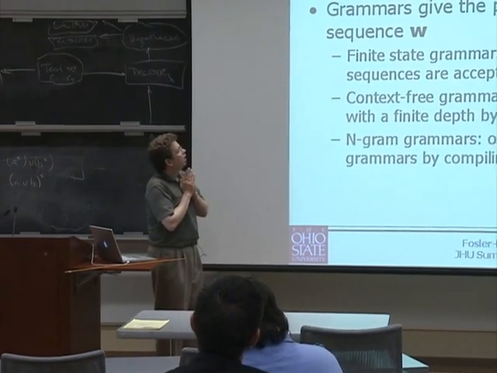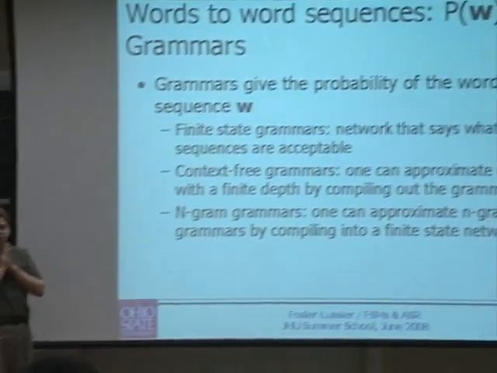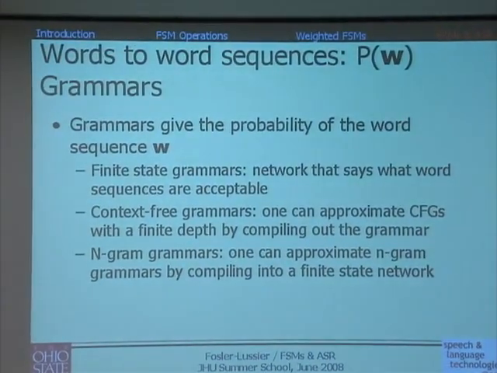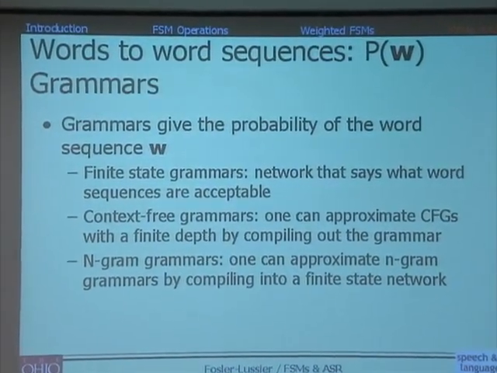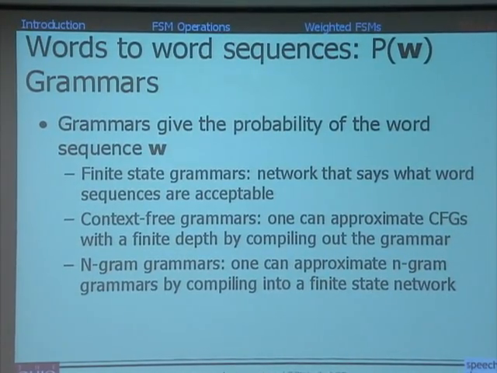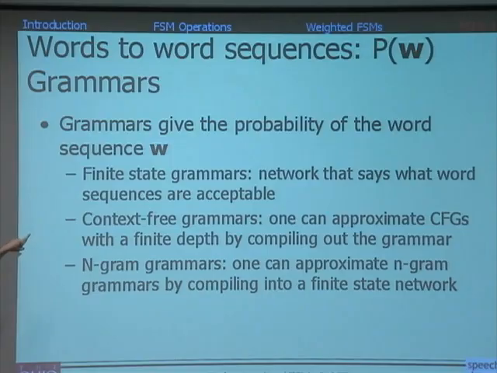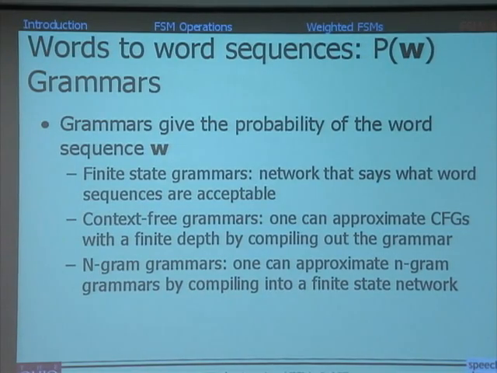Finally, the automata constraints from the language. The grammars are going to give you the probability of this word sequence, and we can talk about different kinds of grammars. So one is the finite state grammar. Basically it just says, these are the sentences that are allowed. The dog barks at midnight. Context-free grammars might give you a richer model.